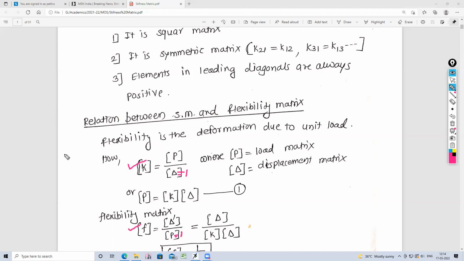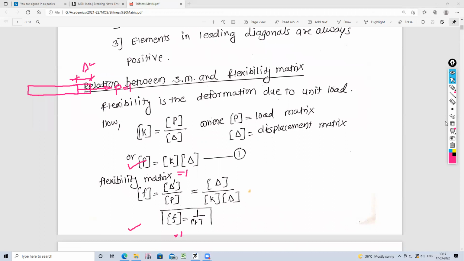I will explain this flexibility with one example, a simple case. It is axial loading, subjected to axial load P. Then there will be an axial deformation delta. What is the flexibility in this case? How do we define flexibility? It is the deformation due to unit load. So when the unit load is applied, the value of this deformation is the flexibility.